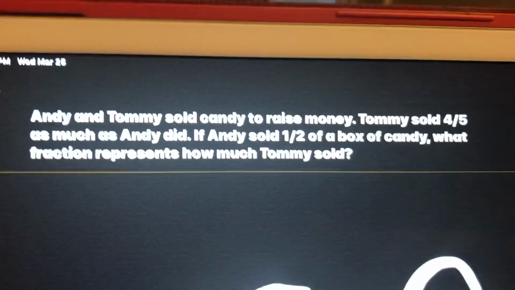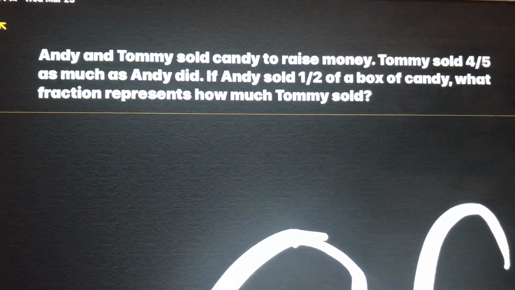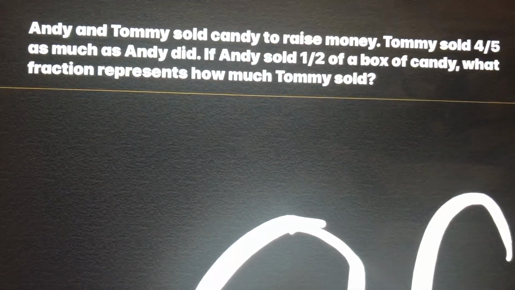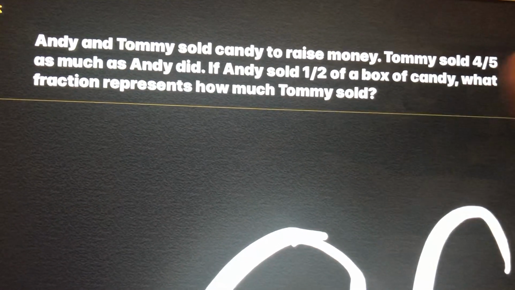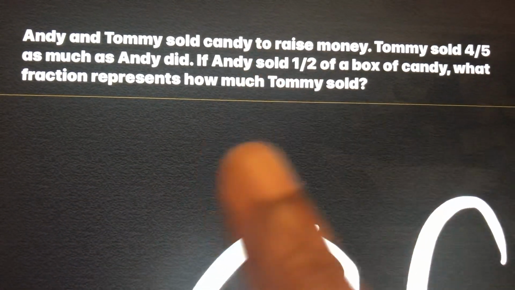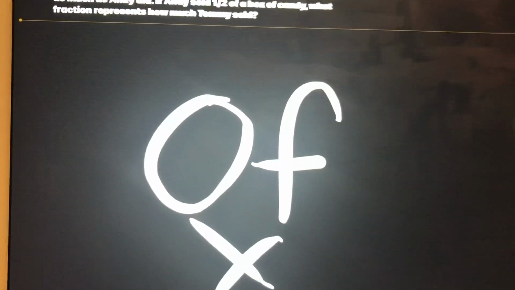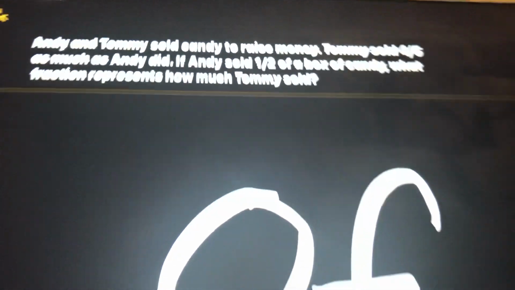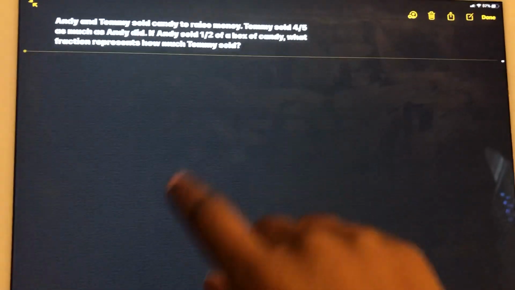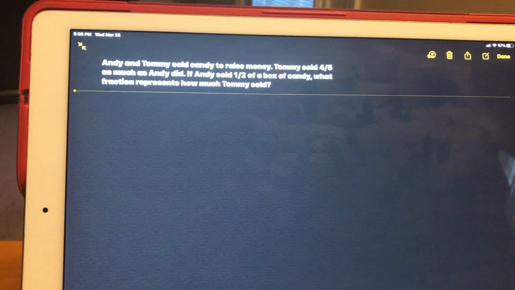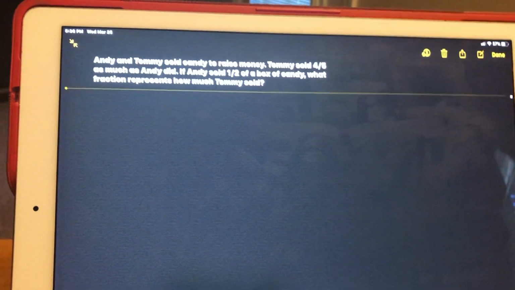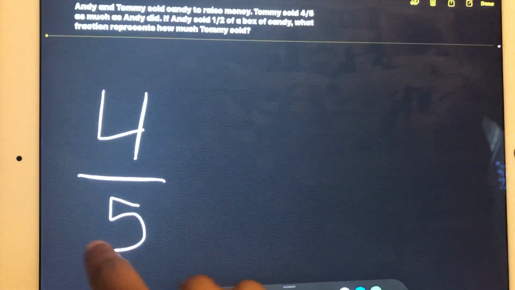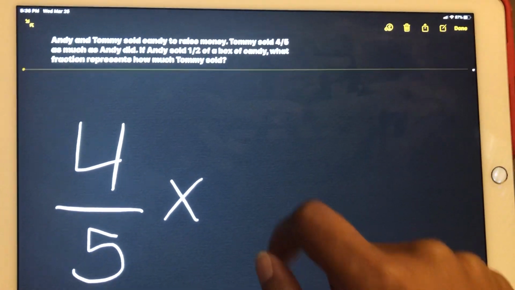Alright, so here on our word problem, we have of here. See, if Andy sold 1/2 of a box of candy, what fraction represents how much Tommy sold? So that is your keyword right here. So you know that we're going to multiply. We have 4/5 and we have 1/2. So let's go ahead and multiply that. Alright, so we have 4/5 times 1/2.